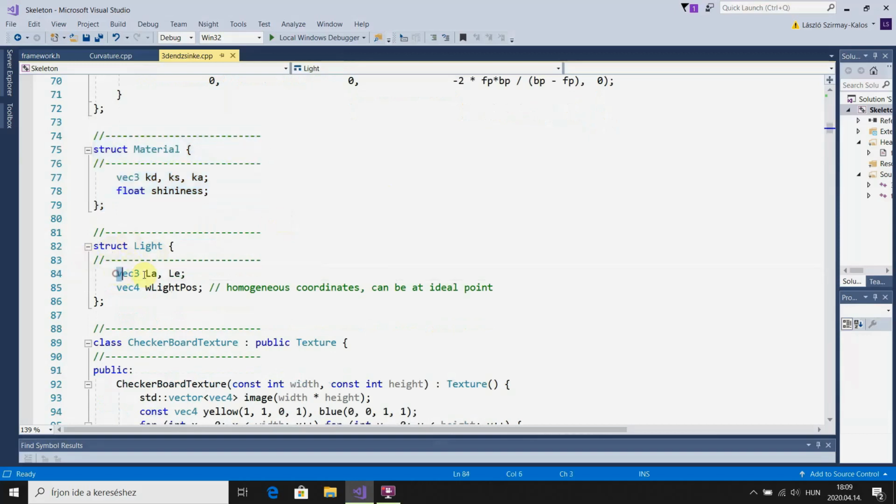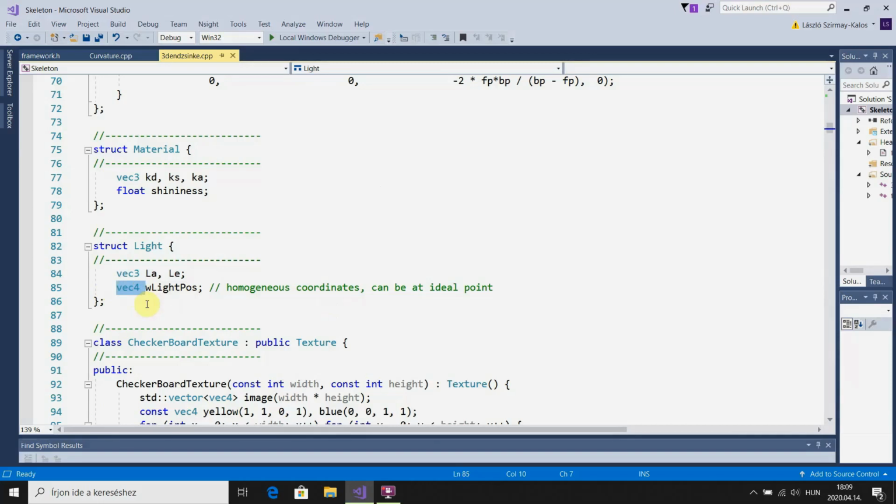Light sources are defined by their normal emission, Le, and an additional special emission called the ambient light. So every light source may have its own ambient light. Additionally, the normal light source has a position which is of type vec4, so we specify this position with homogeneous coordinates. The application of homogeneous coordinates allows us to specify even points at infinity.